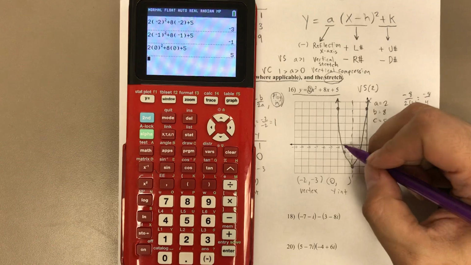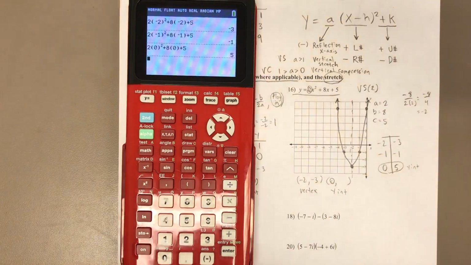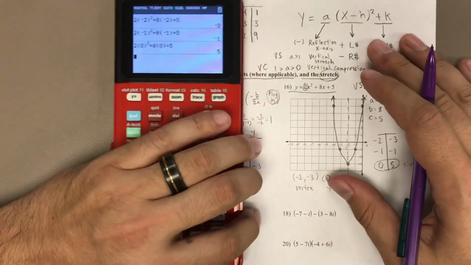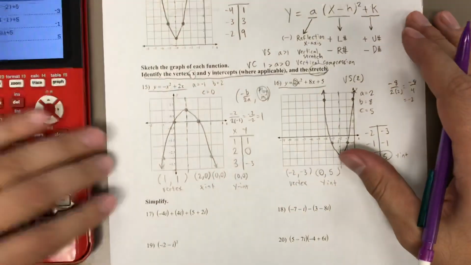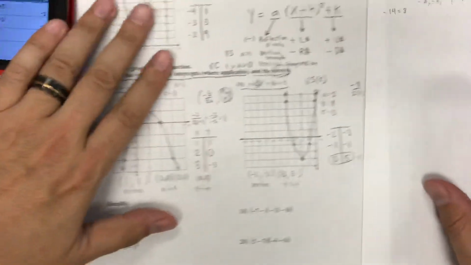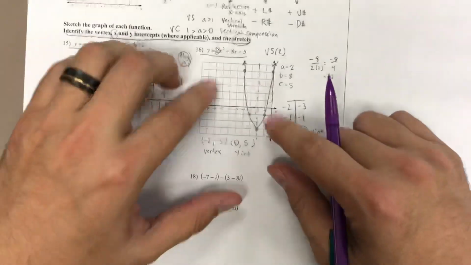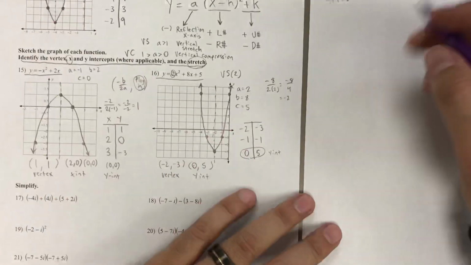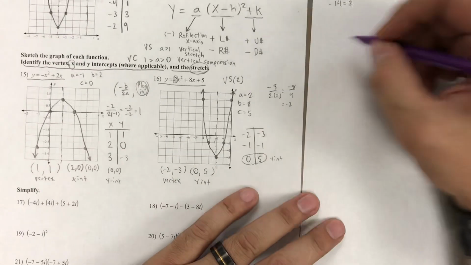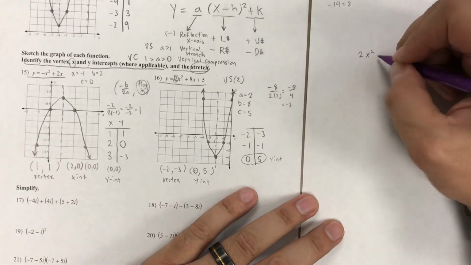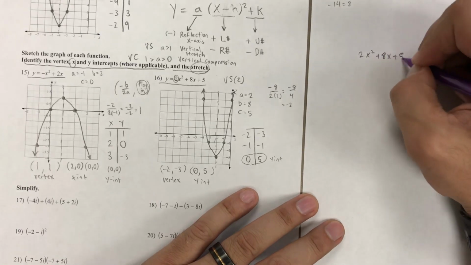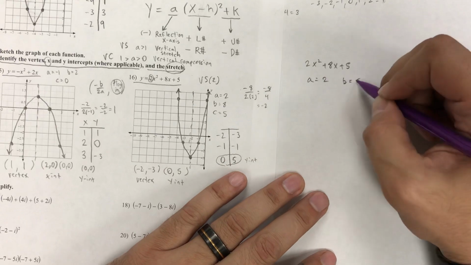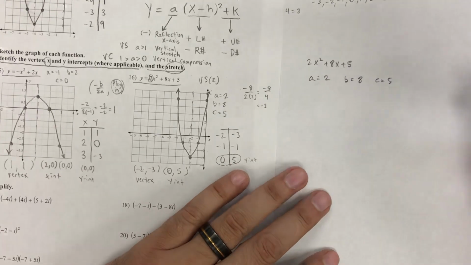It looks like the x-intercepts are going to be somewhere in here. I don't have those numbers yet, so what I'm going to do is find it the easiest way that I know how, and that's by using the quadratic formula, unless you want to factor. It doesn't look like these numbers are going to factor really easily, so just go straight into the quadratic formula. So that's what I'm going to do. So 2x squared plus 8x plus 5. I need to list off my a, b, and c values. a equals 2, b equals 8, c equals 5.